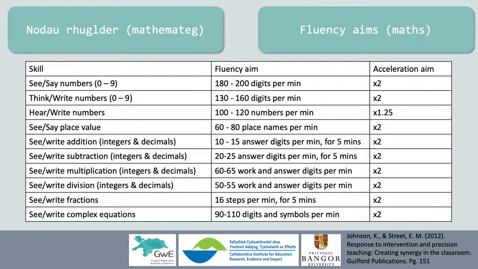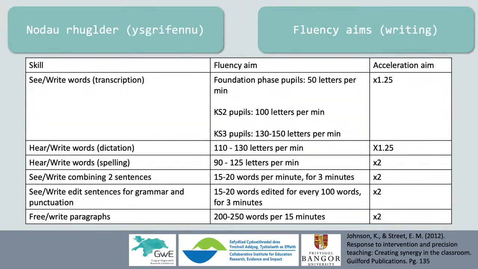These are just a few examples of skills that you might choose to focus on, but it is by no means an exhaustive list. It's useful to think about how these skills work together too. For example, in order to see-write paper-based maths questions at a rate of 80 correct answers per minute, pupils need to be able to think-write digits 0 to 9 fluently too.